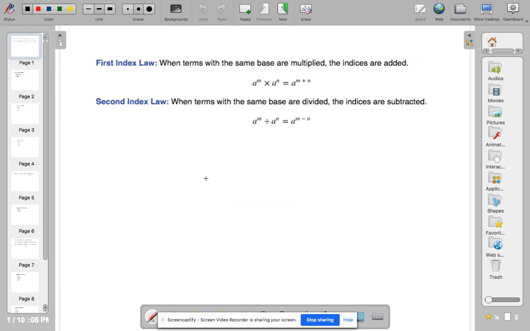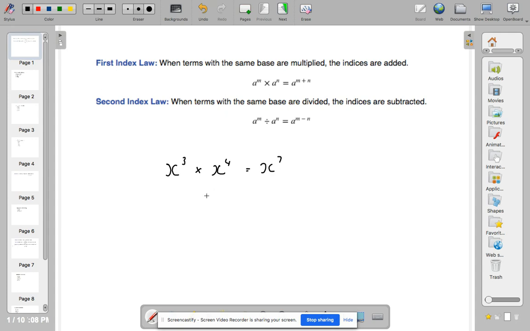Okay, let's have a look at the index laws. The first index law: when terms with the same base are multiplied, the indices are added. The second index law: when terms with the same base are divided, the indices are subtracted. So just a simple example of that would be that if you had x to the power of 3 times x to the power of 4, that would equal x to the power of 7.